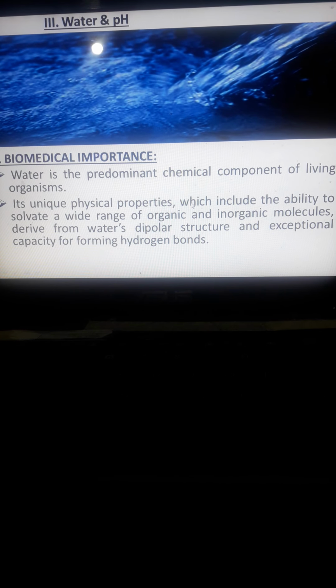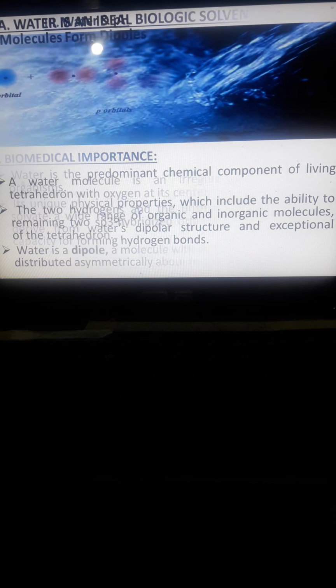Next, so we have water and pH. So based on the biomedical importance, water is the predominant chemical component of living organisms. So mostly 70, 80% or 60% of the living organisms are composed of water. Its unique physical properties include the ability to solvate or to dissolve a wide range of both organic and inorganic molecules, derived from water's dipolar structure and exceptional capacity for forming hydrogen bonds.